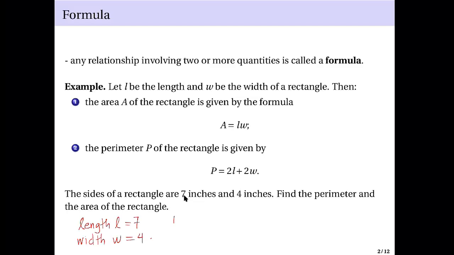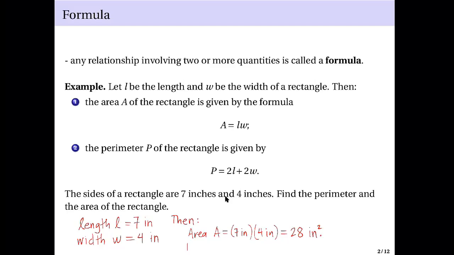Then we want to find the area. The area A, according to this formula, is just length times width. Let me put the unit of measurement: here you have 7 inches, here you have 4 inches. So the area A is equal to 7 inches times 4 inches. This is simple arithmetic: 7 times 4 is 28, and you put inches squared. So the area of the rectangle is 28 square inches.